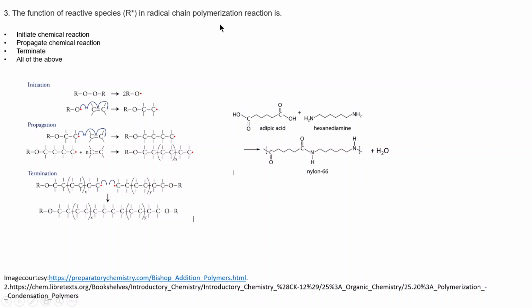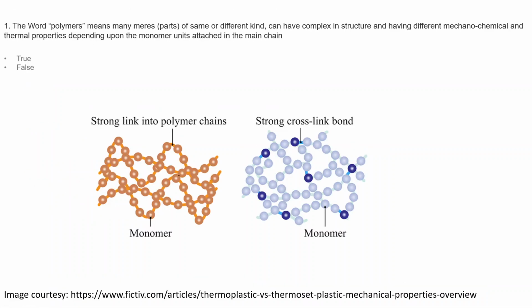So the function of the reactive species is to initiate the chemical reaction. Okay, it is initiating, that is the first step. It is going through the first step, and then it propagates it and then terminates. So initiation of the chemical reaction is the correct answer. Okay, then the next question we have right here is, what is the meaning of polymers, which is actually a true or false question.